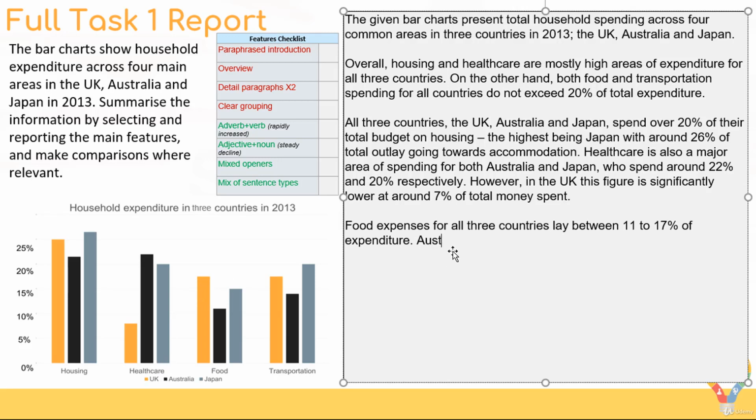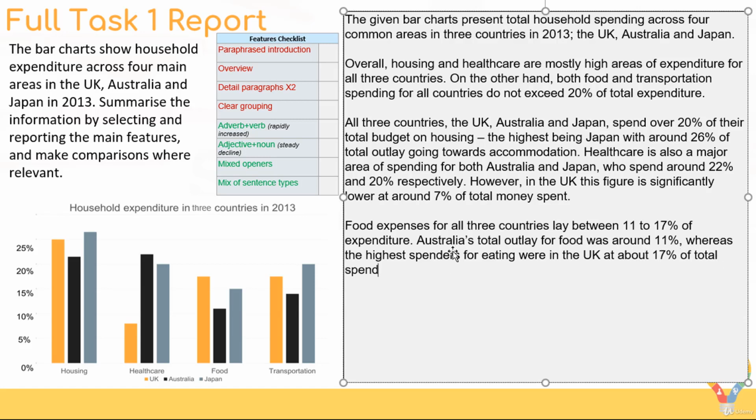So, Australia's total outlay for food was around 11%, whereas the highest spenders for eating, just so that we're not repeating food, the highest spenders for eating were in the UK at about 17% of total spending. Okay, just have a quick read through, and I think that's food described.